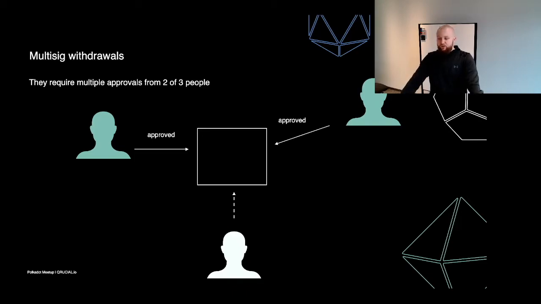Okay, so what is a multi-sig withdrawal? You basically take three people and tell your program, hey, at least two people need to sign this function, otherwise it can't execute. And this could be used for two-factor or multi-factor authentication, in fact, especially important if you build a metaverse project.